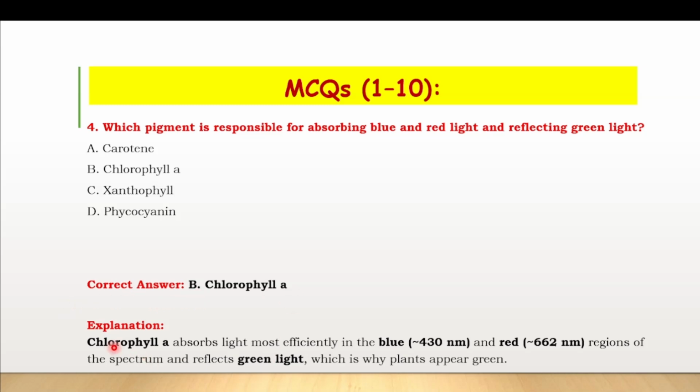Chlorophyll A. Chlorophyll A absorbs light most efficiently in the blue and red regions of the spectrum and reflects green light, which is why plants appear green.